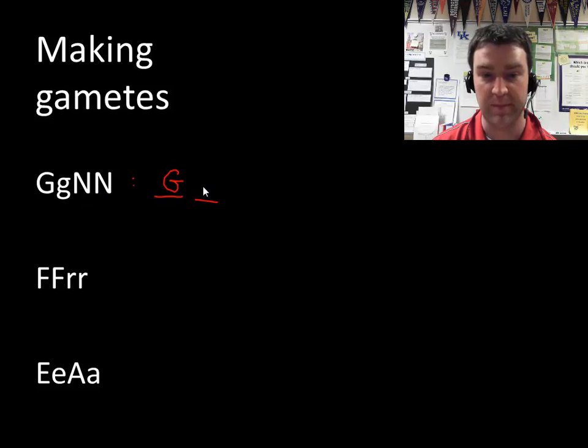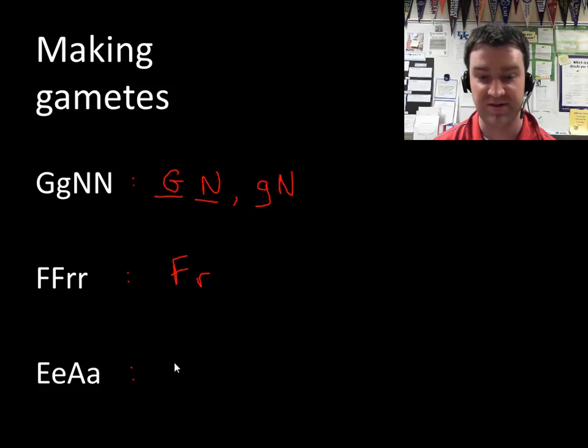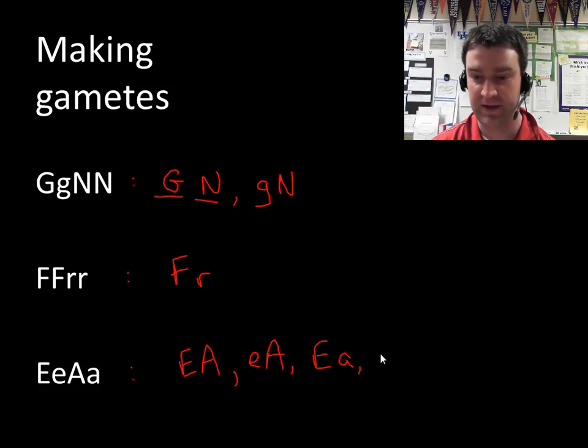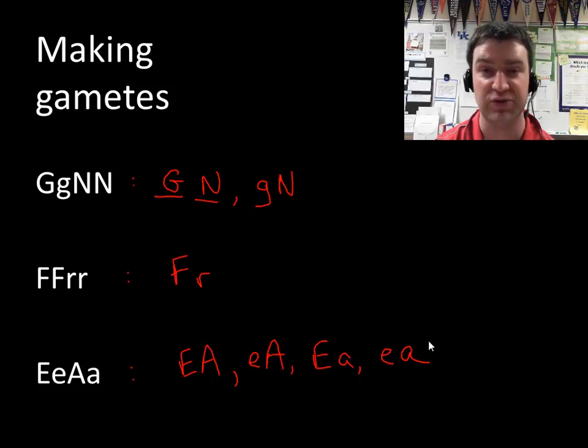So it could be like a big G, big N, or it could be a little g, big N. Those are the two that I see for that parent. In terms of this parent, all I can see is big F, little r. For this parent, doubly heterozygous, that means they should be able to make 4. Big, big, little, big, big, little, and little, little. 4 different gametes. So make sure you're very comfortable with that skill, because that's going to be absolutely crucial to doing any of these problems correct.